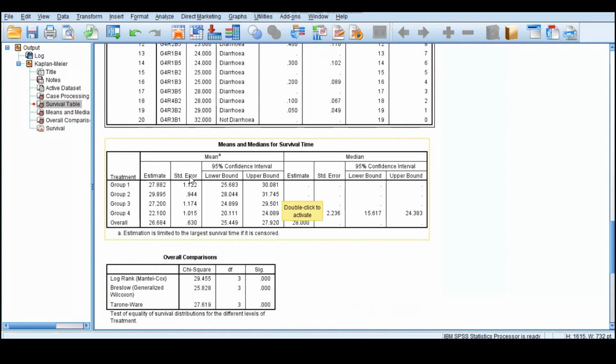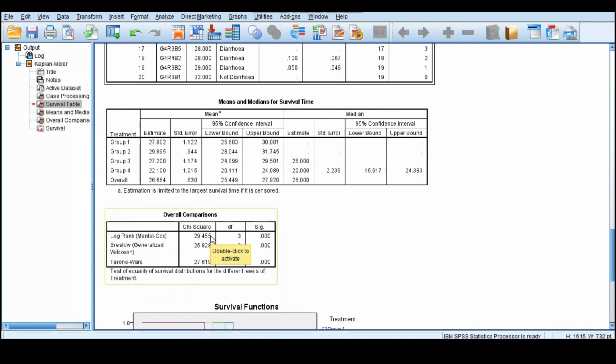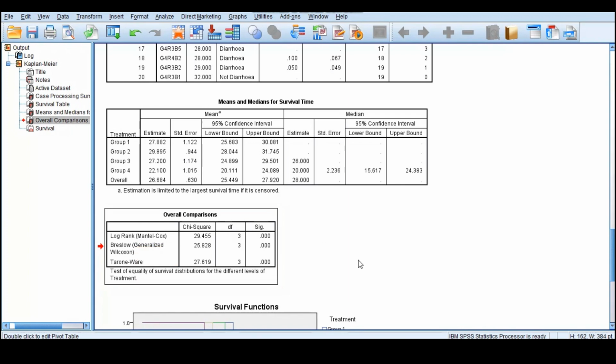But now the real thing comes here. Even before we see our model, do we have a significant difference across these groups? One of the tests of the equality of this distribution is the log rank, the Mantel-Cox. We tend to use this test, and you can see all of them are significant. It tells you that there was a significant difference between the distributions of the 4 groups, that is group 1, 2, 3, and 4.